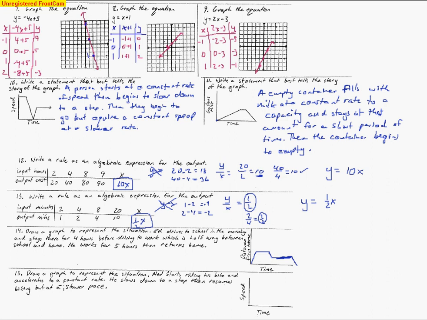The next one talks about how Ned starts riding his bike and accelerates to a constant rate. So we know that he starts riding his bike and accelerates, which means it's going up, and then he maintains this constant rate for a while. He slows down to a stop, so we go down all the way to where it stops, and then he resumes biking, but at a slower pace. It doesn't say how long he stopped for, so we'll just continue on from that point. Then he goes at a slower pace, which would end up being not as high as the first one.